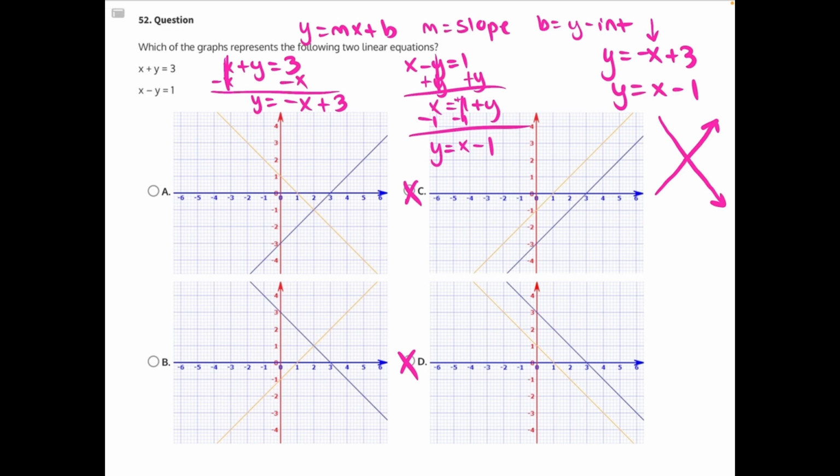Then we need to look at our y-intercepts. We need a y-intercept at positive 3 and negative 1. If we look at answer choice A and B, we can see that answer choice B is the only one that satisfies these y-intercepts, and that makes B our correct answer.